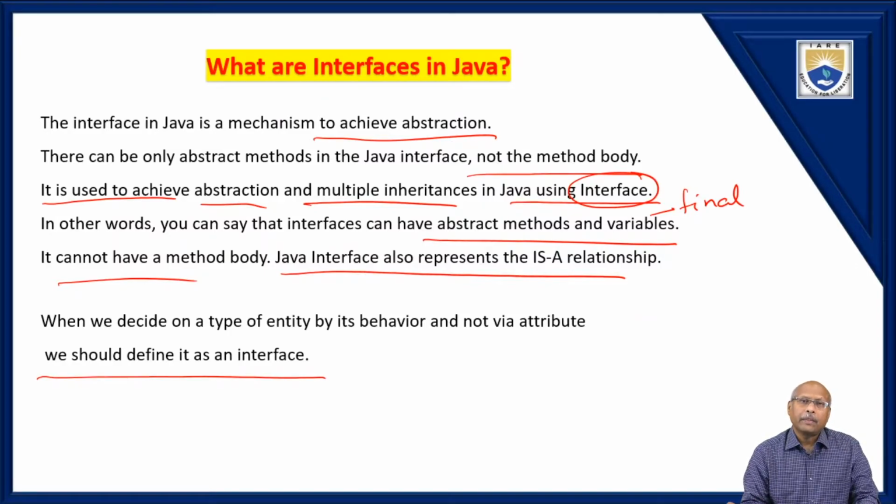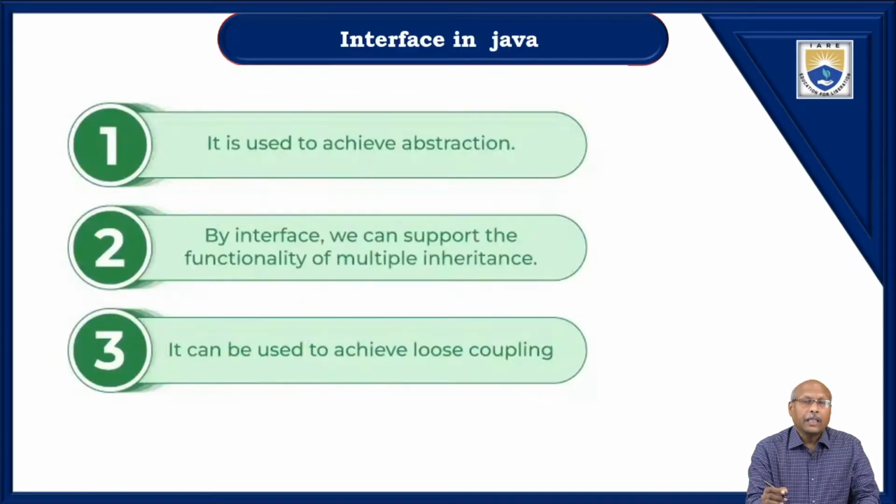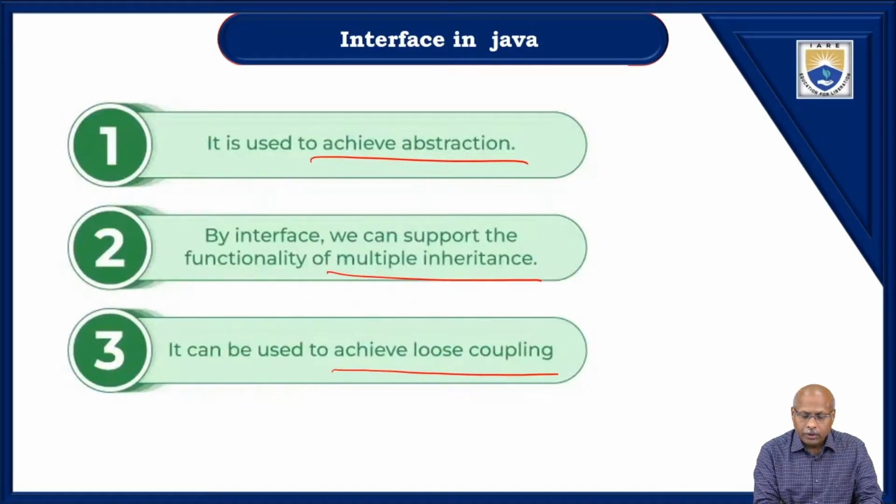So remember, for every problem, there will be a set of attributes and behavior. That set of attributes and behavior you can write in an abstract manner inside an interface. An interface is used to achieve abstraction. That is the first point. By interface, we can support the functionality of multiple inheritance. So using an interface, you can implement multiple inheritance. It can be used to achieve loose coupling. That means individual methods you can write, even though there is no relationship also.